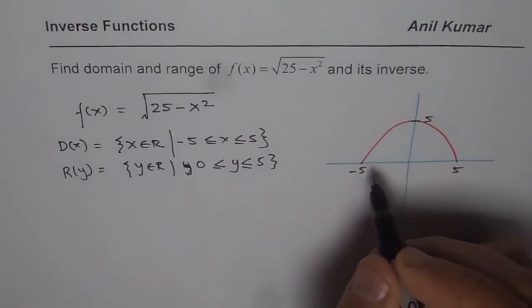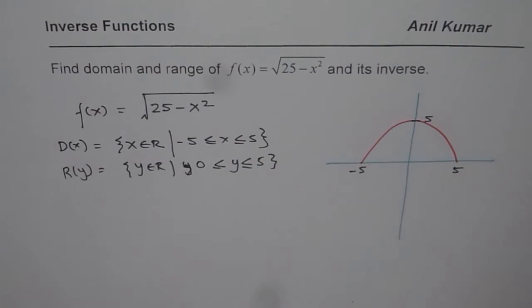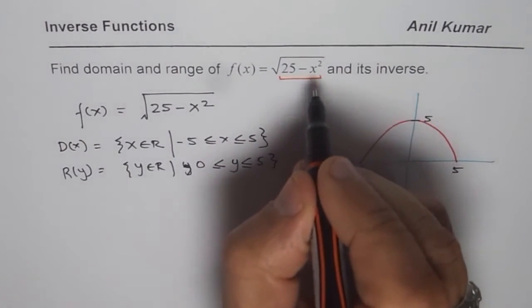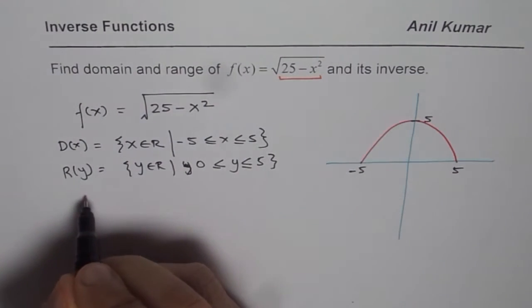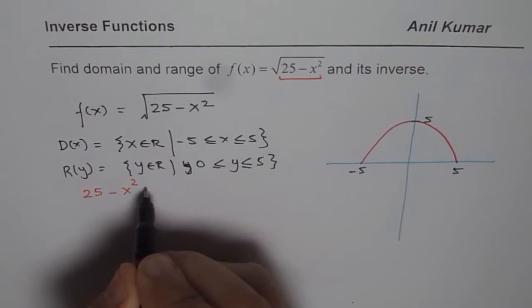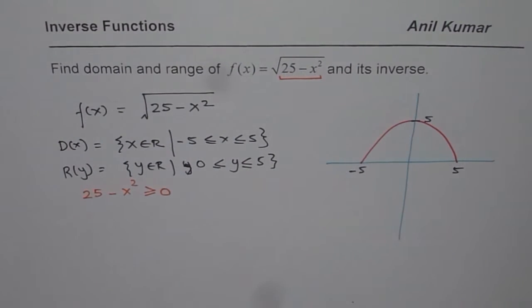But many of you may not know that this represents a semicircle. Now for them, how should we work it out? For that, it is important to understand that within the radical we should always have a non-negative number. So you need to solve the inequality 25 minus x square should be greater than or equal to 0. That is the inequality which you have to solve for.